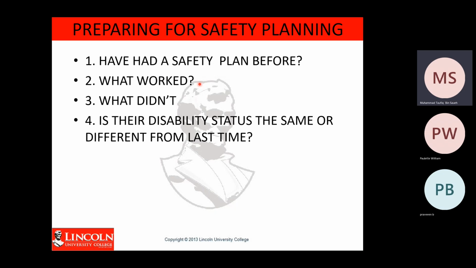And then you also must check which procedure is not suitable to be implemented. What didn't work to prevent any injuries. And then number 4, is their disability status the same or different from last time. So these are the things that you must check first before you create a safety planning. First of all, you must clarify, do you have any safety plan before? If you have, you check which procedure works and which procedure didn't. And then you also must check the disability status, whether the procedure is being implemented or not.